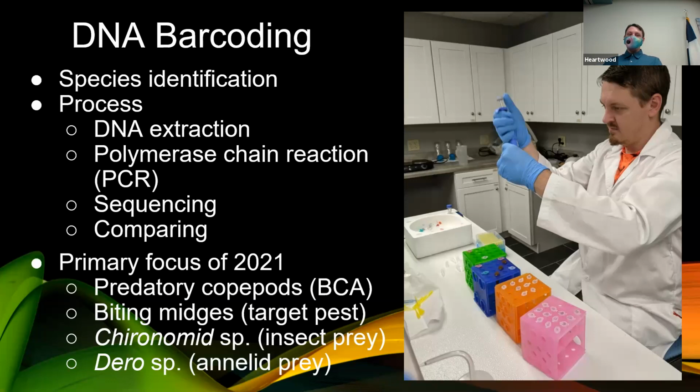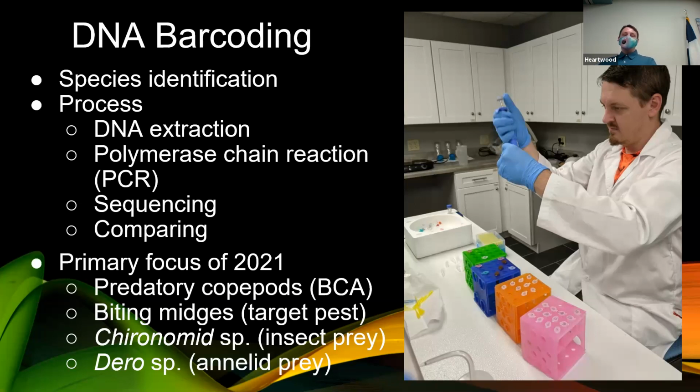The process involves DNA extraction. We select a few copepods and extract the DNA from them, then use polymerase chain reaction, or PCR, to amplify that DNA, and then we send it off for sequencing. Once it's been sequenced, we compare that against published data from other scientists and what's available to us, so we can narrow them down as much as possible.